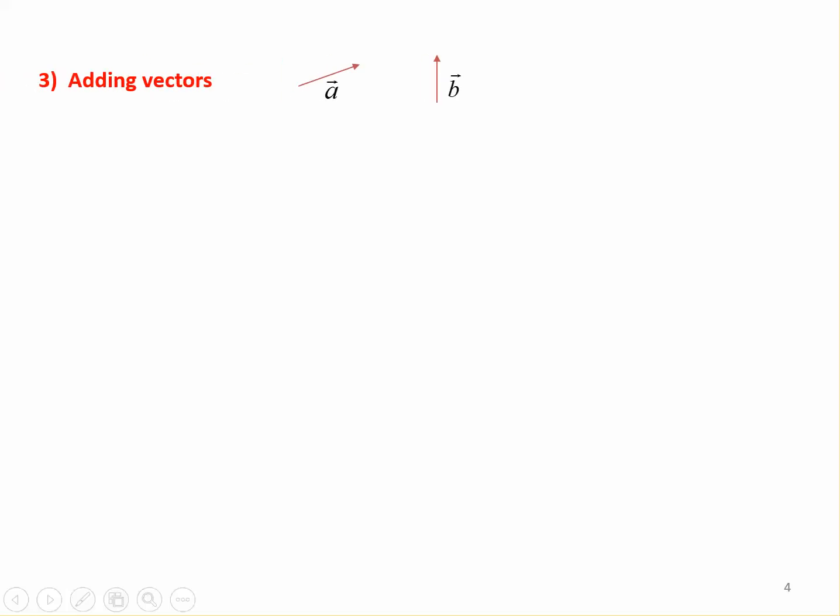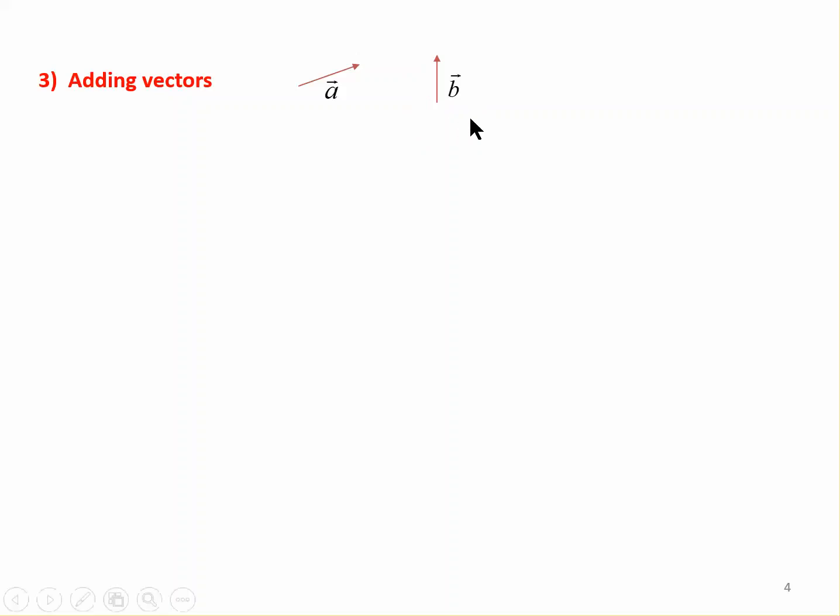But there's more that we can do with vectors. We can add vectors together. And this is a very important thing that you're going to encounter a lot. So here are two vectors. Here's a vector that I called vector A. Here's another vector that I called vector B. Suppose I want to add them together.